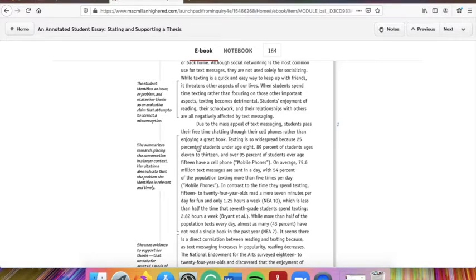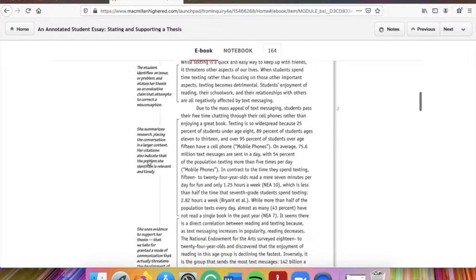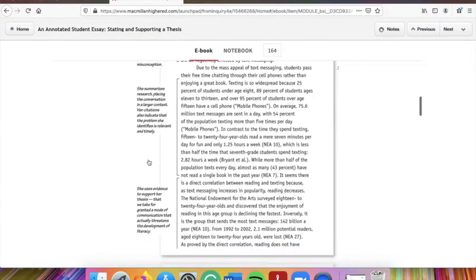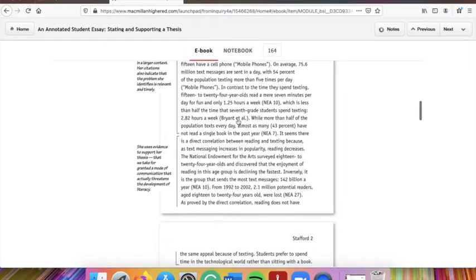Rather than enjoying a great book. As you can see here, they are summarizing their research. They're placing the conversation that they're about to have in the larger context. Her citations also, given that her citations indicate that the problem identified is relevant and timely. So these are all things that you would want to be doing, and then you would establish.